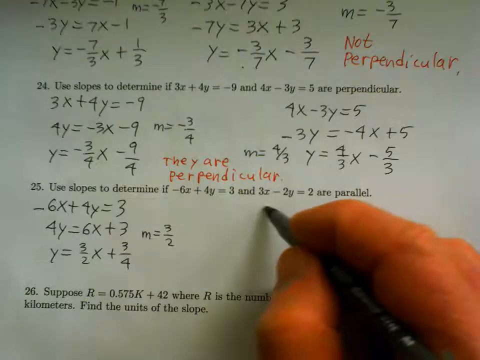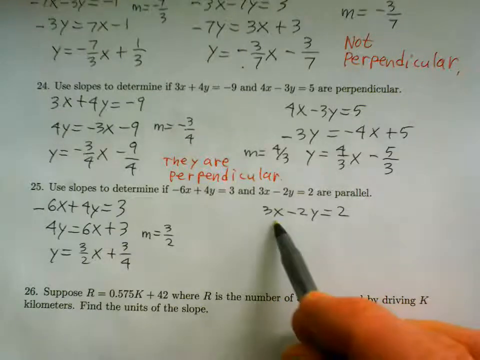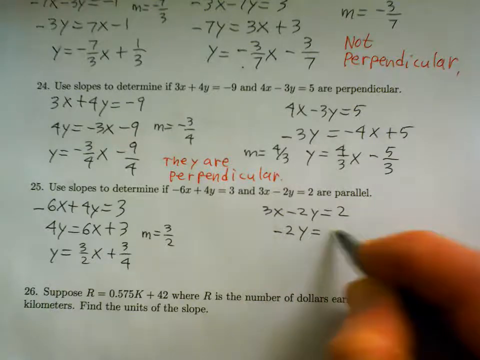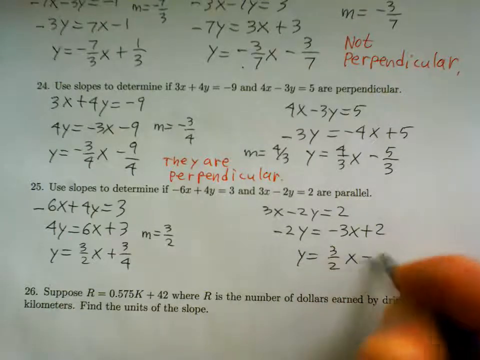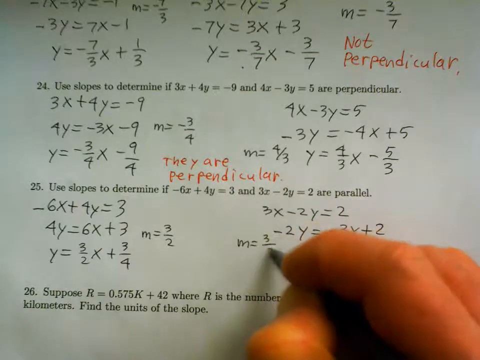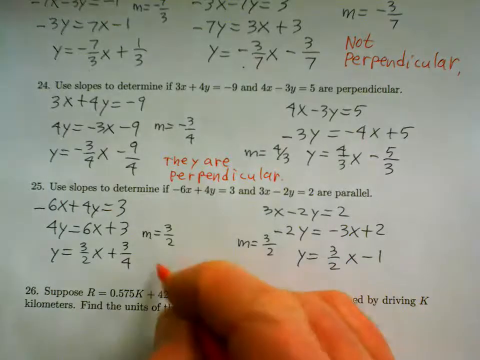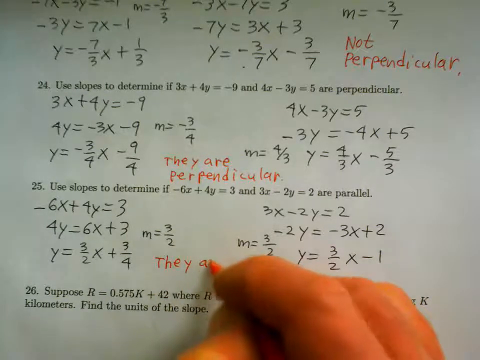Okay, the other line, 3x minus 2y equals 2. Solve for y. First subtract 3x from both sides. We get negative 2y equals negative 3x plus 2. Divide every term on both sides by negative 2. We get y equals 3/2 x minus 1. The slope of this line is 3/2 also. So that means the lines are parallel. They have the same slope. So they are parallel.